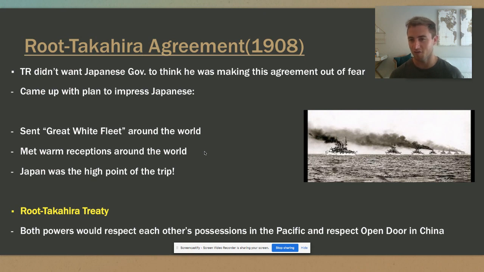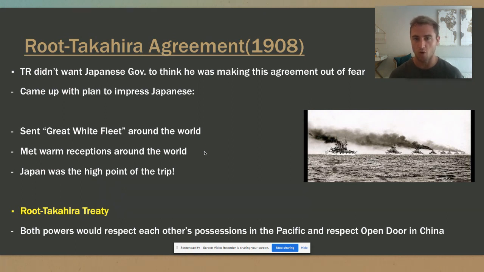He sends 16 warships around the world. They were white warships, and so it was called the Great White Fleet. But again, nasty racial connotations to this. They stop in many different places. They stop in Australia. They stop in Europe. And ironically enough, the highlight of the trip was when they sailed by Japan. This is supposed to be this great showing of military strength, but the Japanese come out in kimonos. They're waving American flags. They sing the Star-Spangled Banner. And so it was actually the warmest moment of the trip as far as relations.